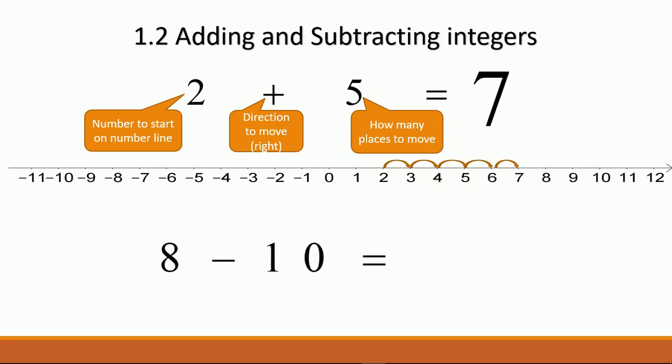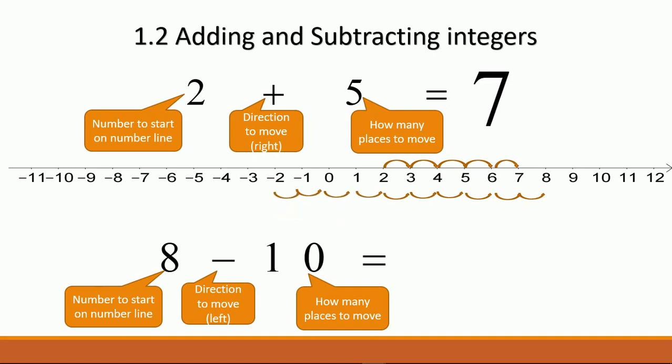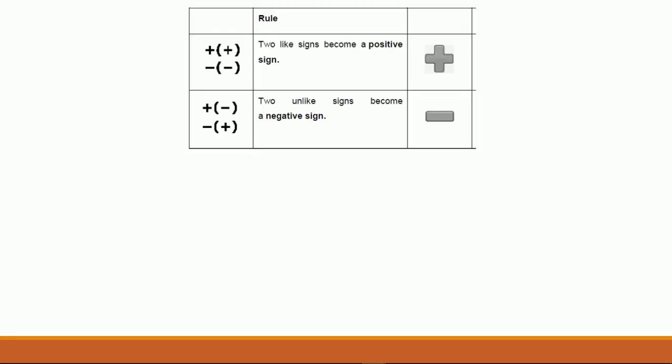Another problem, 8 minus 10. The 8 tells me the number where I will start on the number line. The direction I will move is going to be to the left because of the minus or the negative, and the places is 10 places. So again, if we demonstrate that, start at 8, move to the left, 1, 2, 3, 4, 5, 6, 7, 8, 9, 10 places, and we end up at -2. So my answer for this problem is -2, and that's how we use the number line for adding.